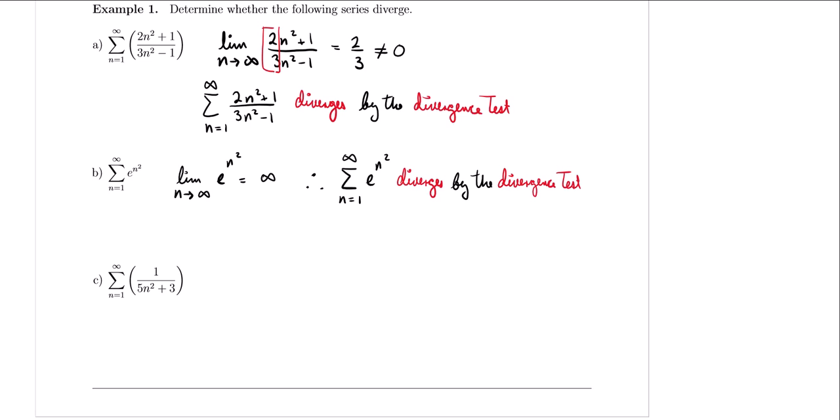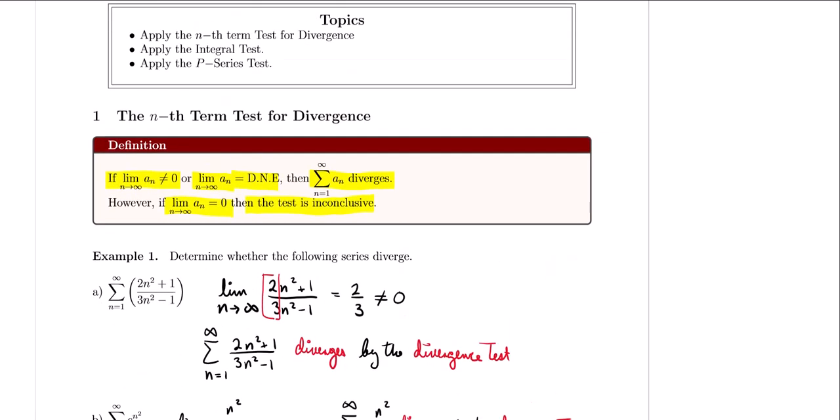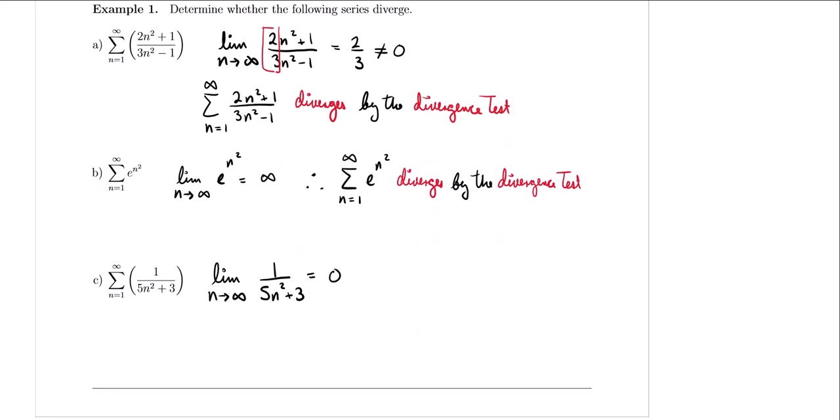Alrighty, so once more, applying the divergence test. So we're going to have here the limit as n approaches infinity for 1 over 5n squared plus 3. Now, if we evaluate the limit, we know that the denominator is getting arbitrarily large. Therefore, our limit here is equal to 0. Uh-oh, we got a problem here because remember, for the divergence test, if our limit was equal to 0, then the test is inconclusive. So, there we go.